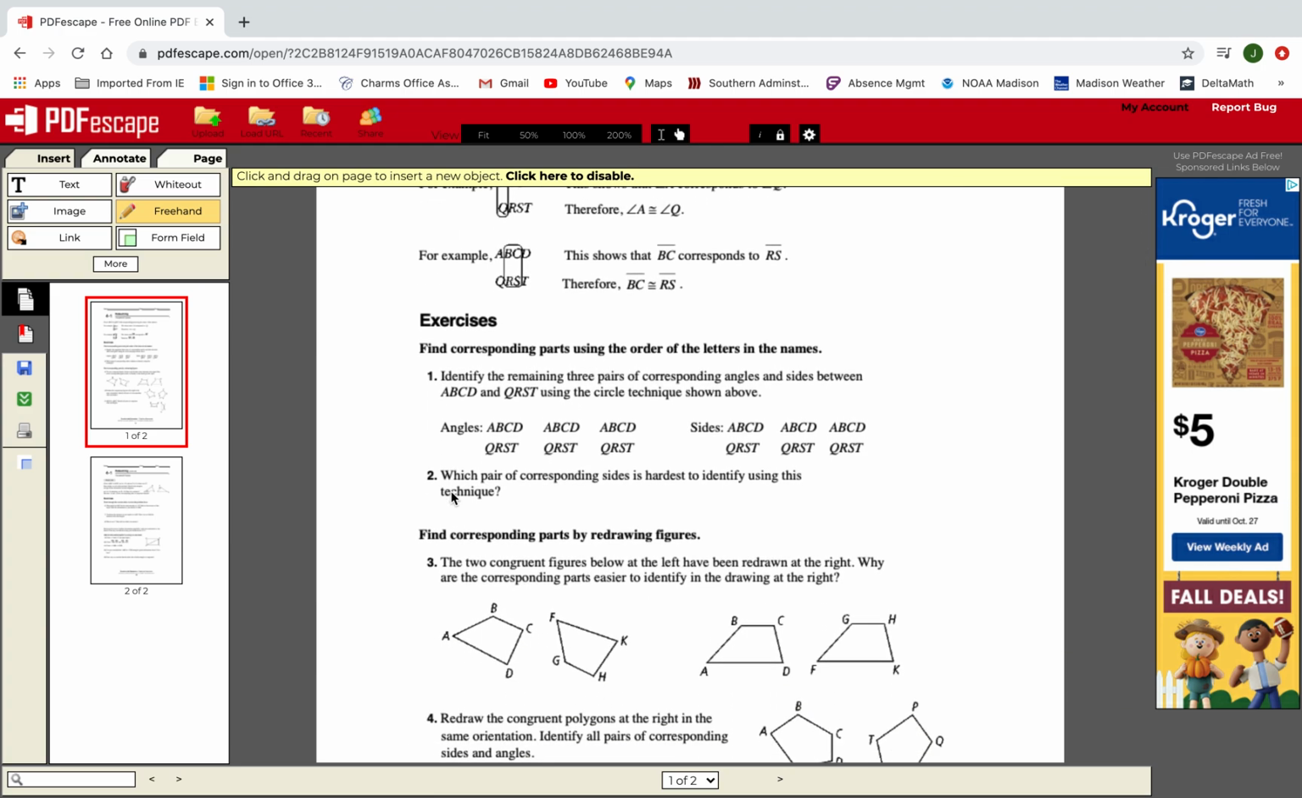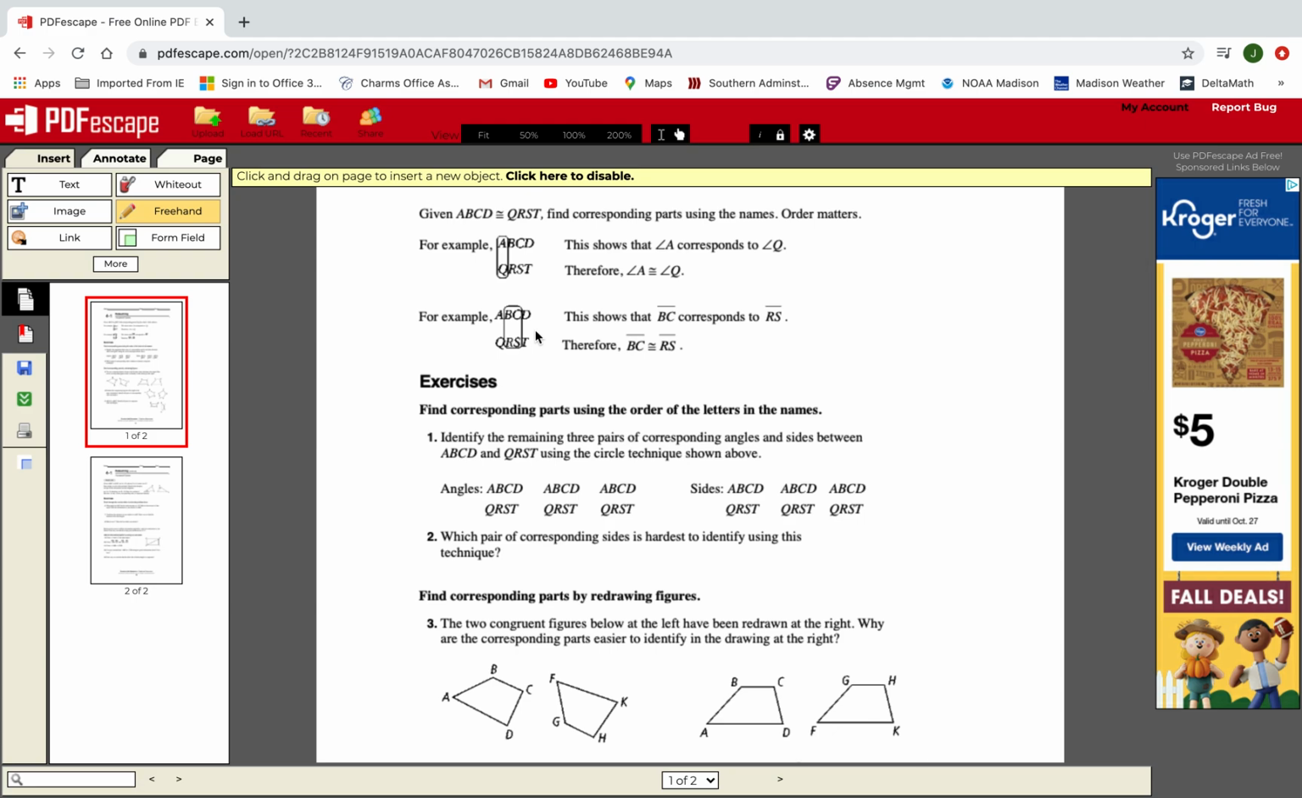It says to find corresponding parts using the order of the letters in the name. One says to identify the remaining 3 pairs of corresponding angles and sides between ABCD and QRST using the circle technique shown above. Okay, the remaining 3 pairs. Oh, I see. So they identified one of them. They identified A congruent to Q. So we're going to identify angle B congruent to angle R, angle C congruent to angle S, and angle D congruent to angle T.